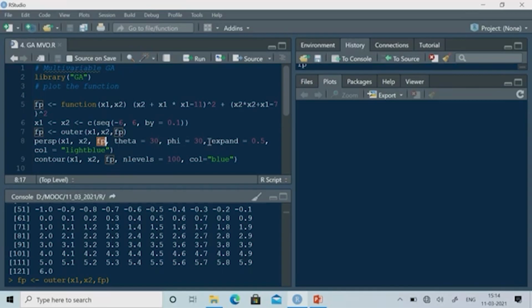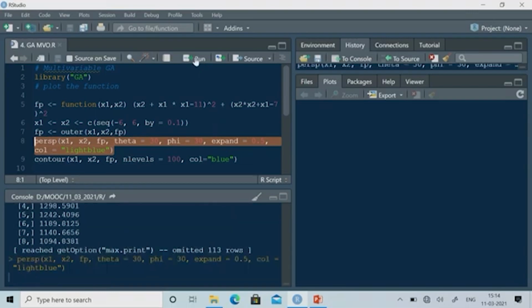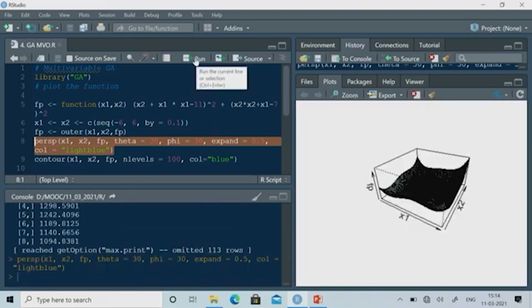So, if you want to have a different view, you can change this angle. I will also show you. Then expand I am using 0.5, and color I am using light blue. Okay. So, if you execute this particular line, you can plot this function. Okay. So, I have plotted this particular function.